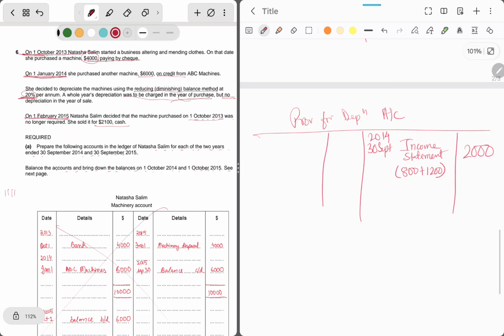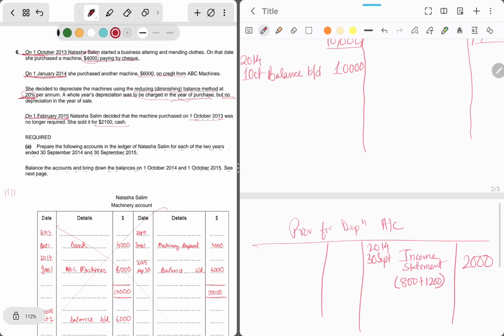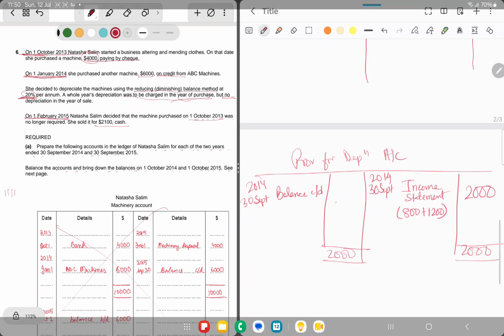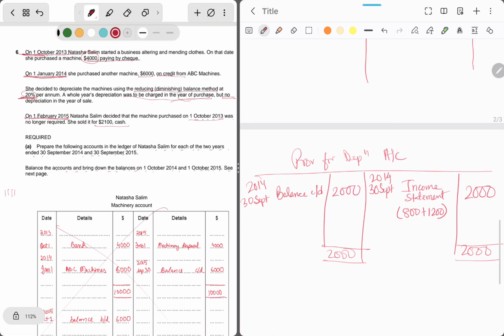Okay, so is there anything that has been done during the year? Is there any sale within this year? No. So just do the totaling and balancing. Close the books. 2,000 on this side, also 2,000 on this side. Write down 2014, 30th of September, the same date. Here we are going to write balance c/d after closing the books. What is the amount? It is $2,000.